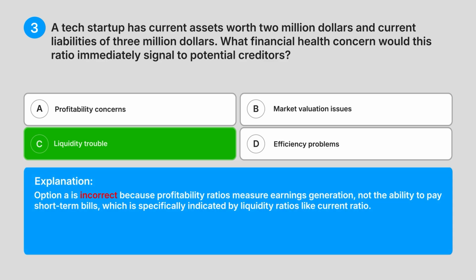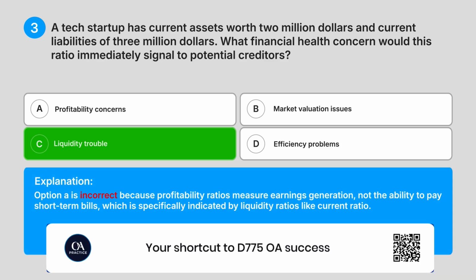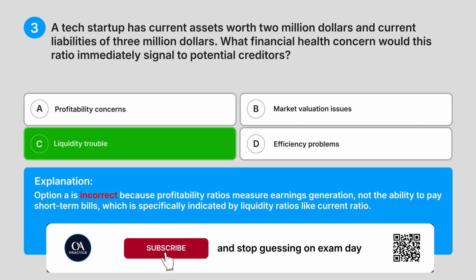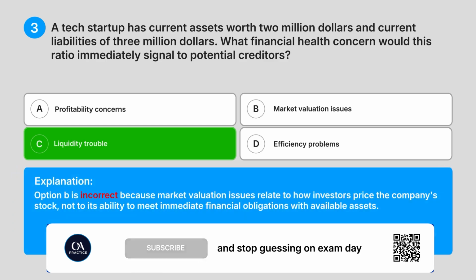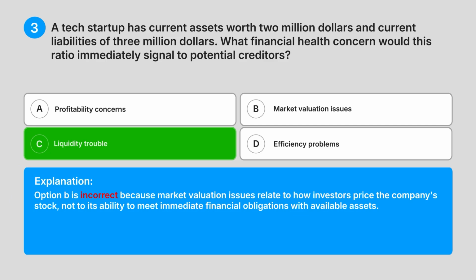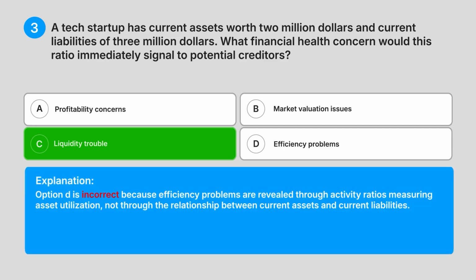Option A is incorrect because profitability ratios measure earnings generation, not the ability to pay short-term bills, which is specifically indicated by liquidity ratios like current ratio. Option B is incorrect because market valuation issues relate to how investors price the company's stock, not to its ability to meet immediate financial obligations with available assets. Option D is incorrect because efficiency problems are revealed through activity ratios measuring asset utilization, not through the relationship between current assets and current liabilities.